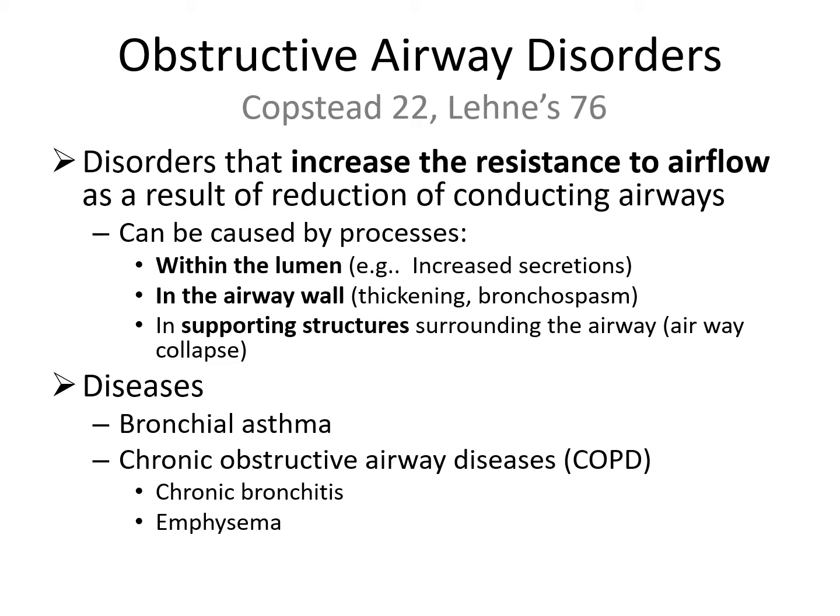This problem can be within the lumen itself, things that are blocking the lumen, for example, increased secretions, whether they're inflammatory or mucus or a combination of the two. It could even be a chunk of food, obviously blocking, resisting. We could have problems with the airway wall. Typically, that would be a thickening and a reduction in the lumen diameter. For example, with bronchospasm, where we have muscle contracting, decreasing the lumen diameter. Both of those would result in increased airway resistance.